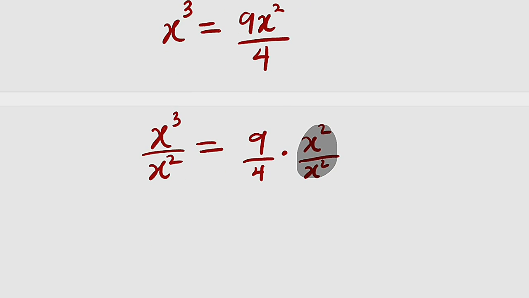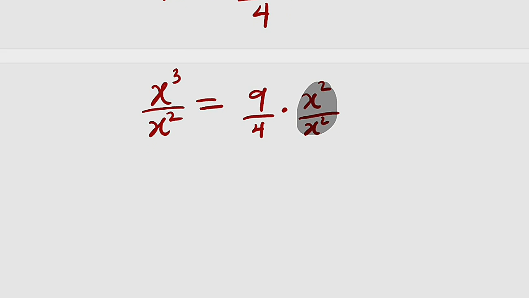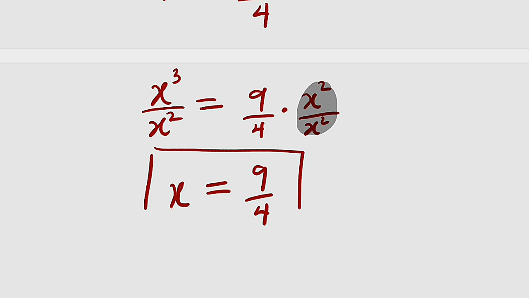To the left hand side, applying one of the laws of indices, we take a base, which is x, 3 minus 2 is 1. So to the left hand side, we have only x. And to the right hand side, we have 9 divided by 4. And this is the solution to this problem. Now let us apply the second method.